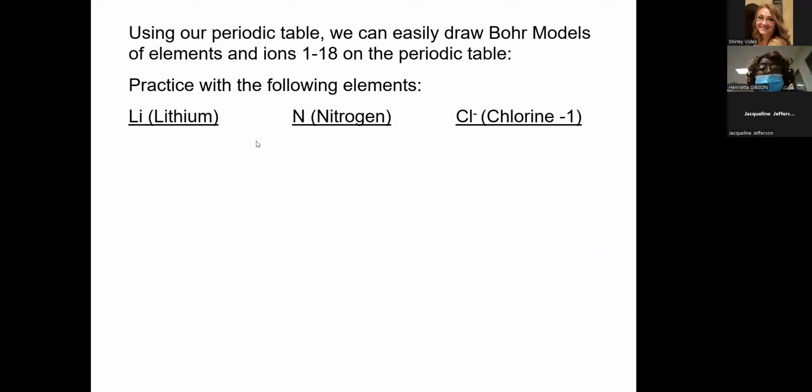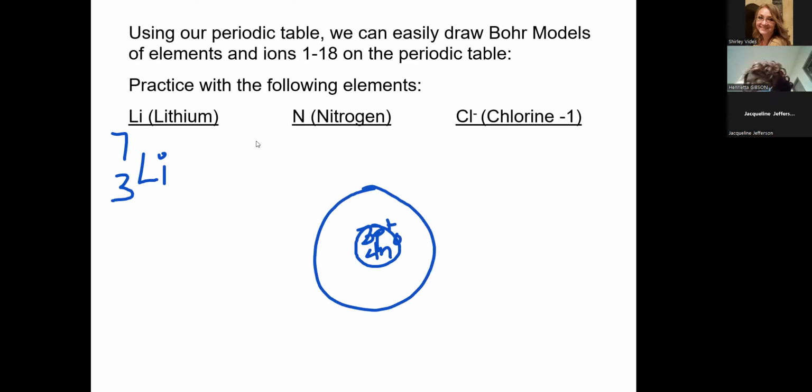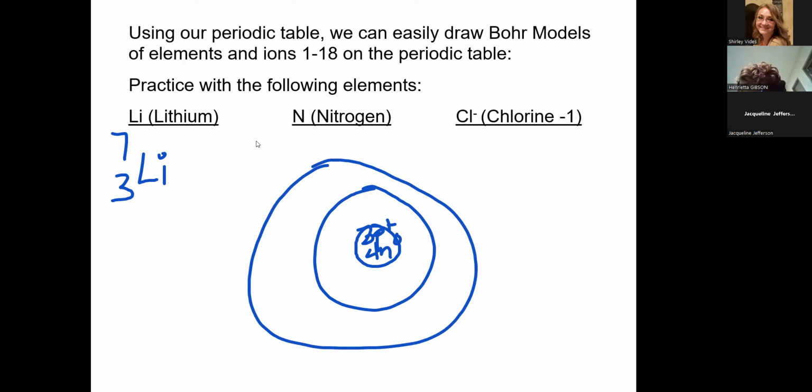So I'm going to do lithium. The element itself is 3 and 7, if I'm not mistaken. Yeah. So we have the nucleus with 3 protons and 4 neutrons. You write that down always in the nucleus. Then you put your number of electrons. We only have 3 electrons, so we put 1 electron, 2 electrons in the middle. Remember, it's always 2. And only 1 on the outside.